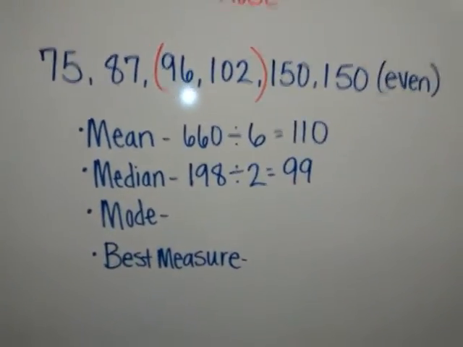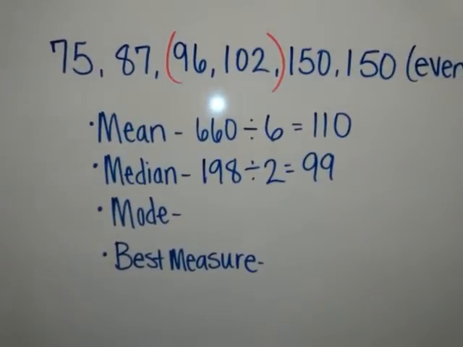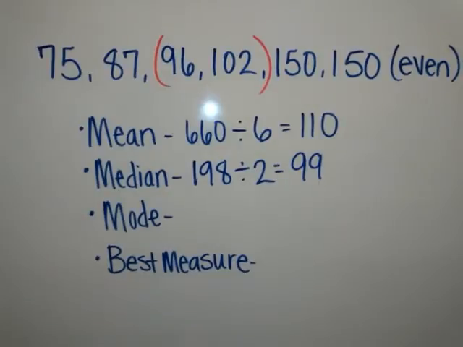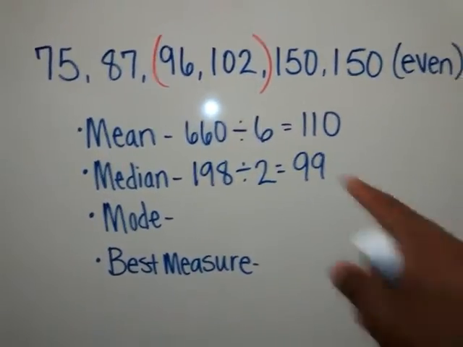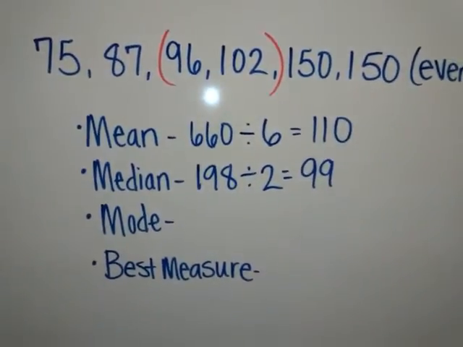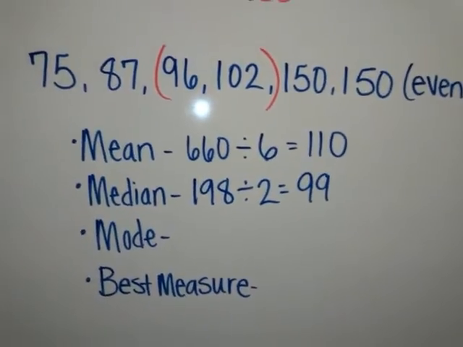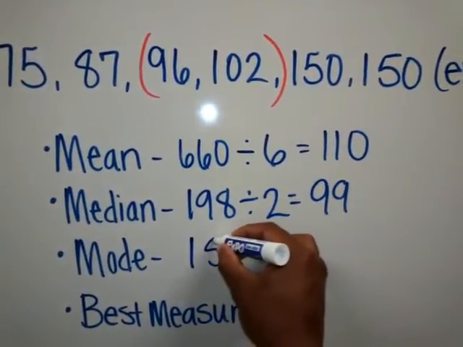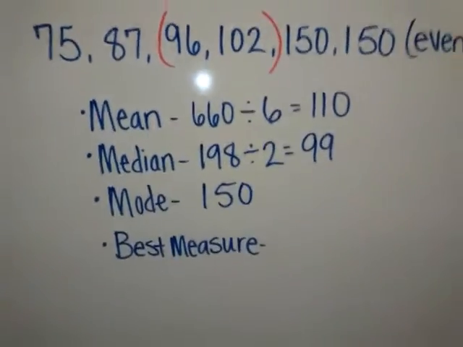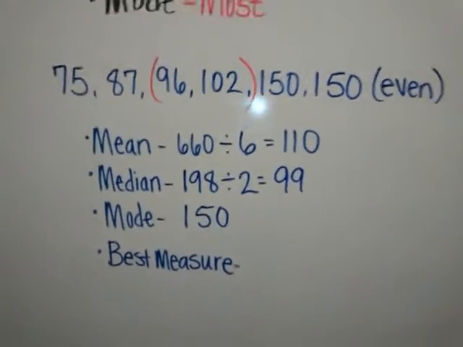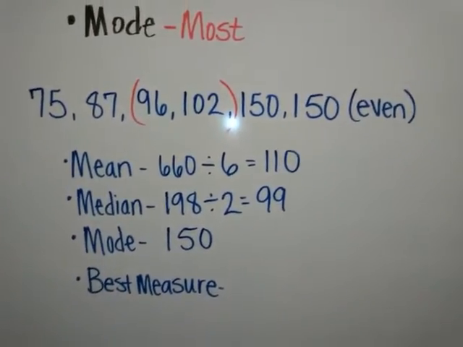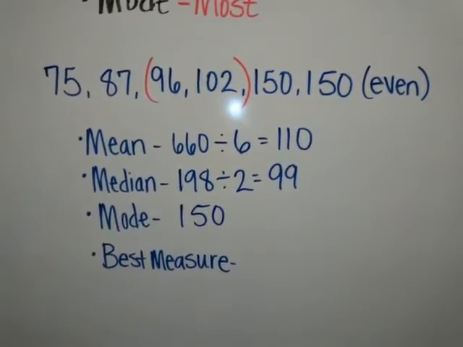All right, the last measure we need to identify is the mode. In this data set, which one of these values occurs the most often? 150 is the only value within this data that occurs more than once. So our mode is 150. So now we have all the measures of center identified. We now need to select the best measure that best represents all of the data.